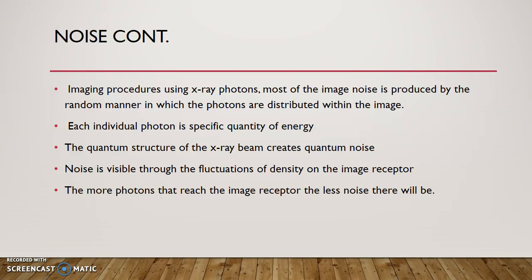In imaging procedures using X-ray photons, most of the image noise is produced by the random manner in which the photons are distributed within the image. Each individual photon is a specific quantity of energy. The quantum structure of the X-ray beam creates quantum noise. Noise is visible through the fluctuations of density on the image receptor. The more photons that reach the image receptor, the less noise there will be.